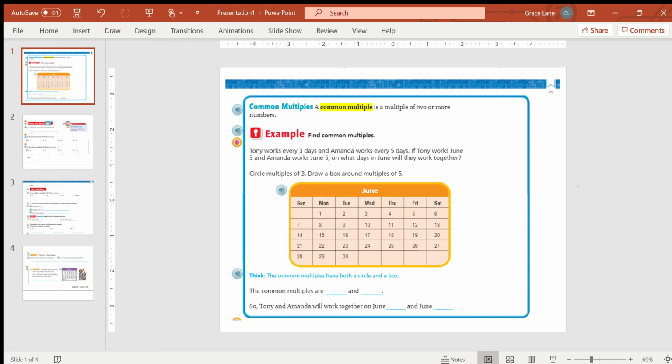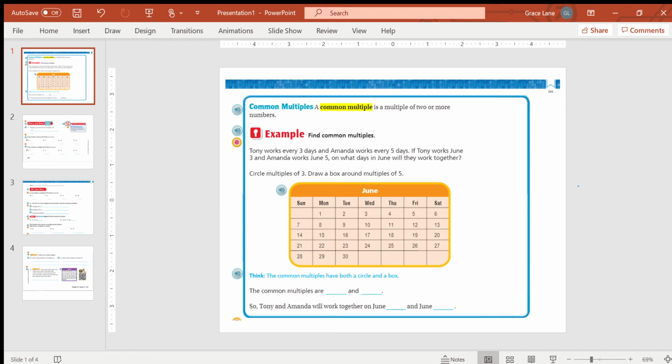Good morning. Today we are going to be looking at lesson 5.4, and we are going to be trying to figure out what the difference between a factor and a multiple is. So go ahead and find your math journal. We will be on page number 300 today, and you also need your pencil and maybe a multiplication chart if you need it.